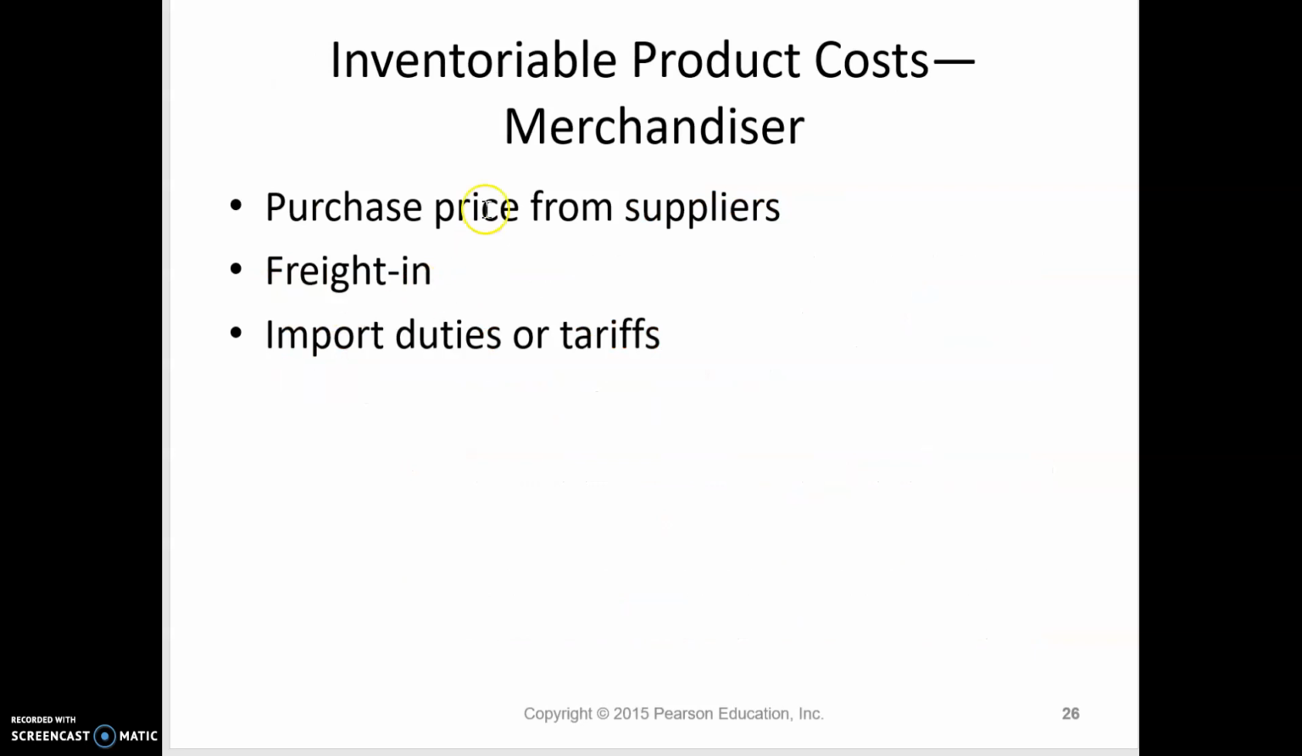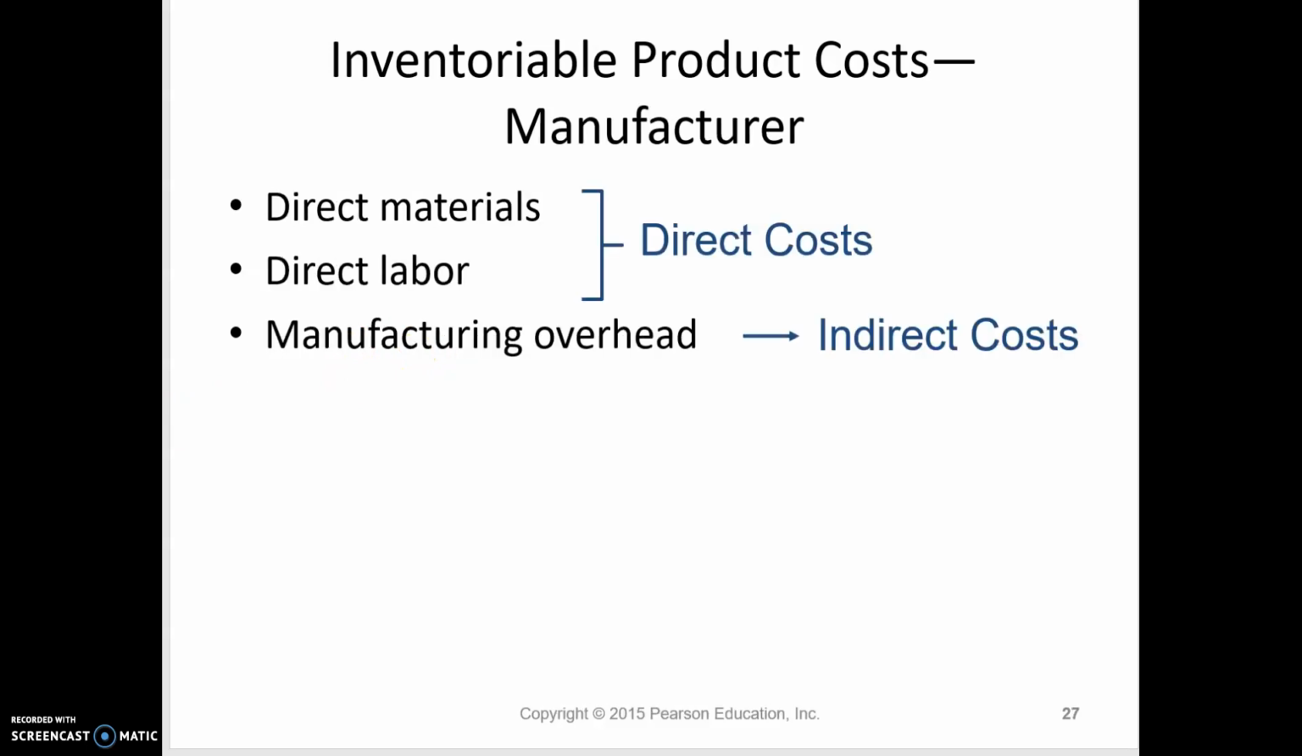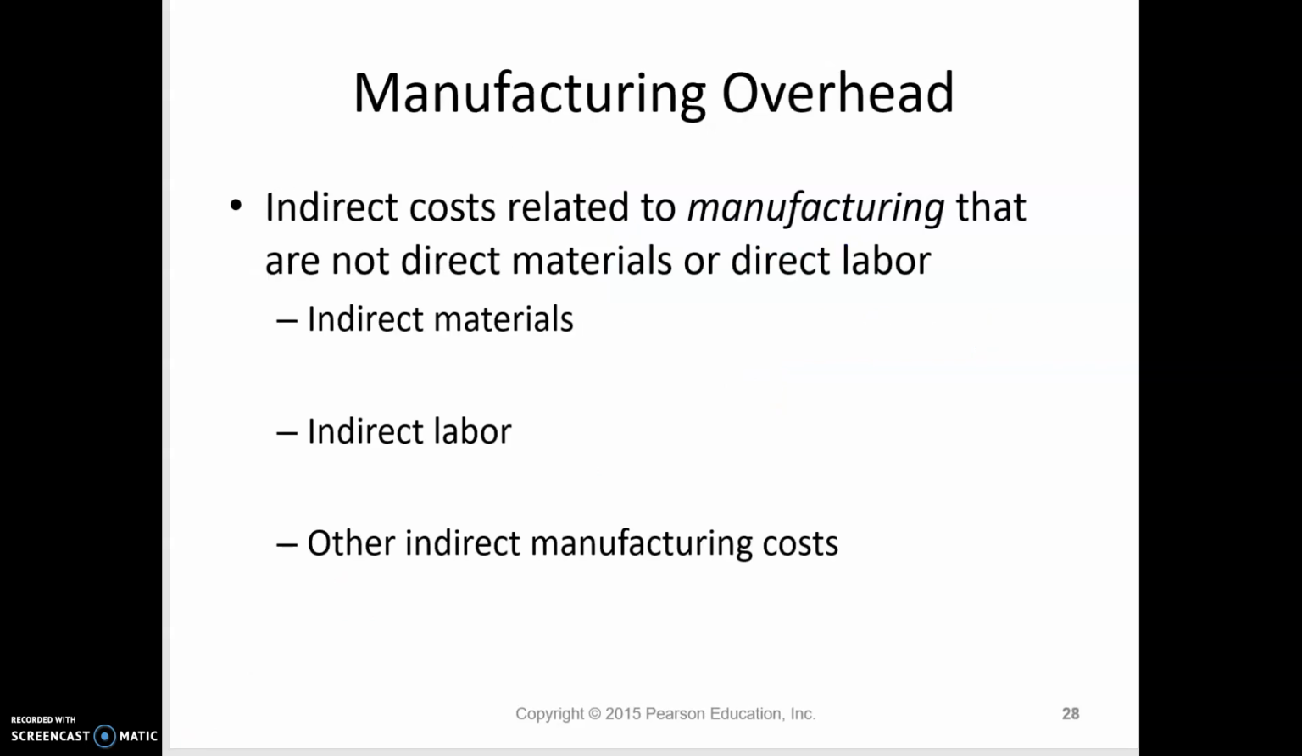And so if you're a merchandiser, you've got the purchase price of what you paid for the inventory. We talked about that back in financial accounting. We also talked about freight in, the freight charges you had to incur to get the goods shipped to you when you were buying them from your supplier. We didn't talk about it, but if you're buying it from a foreign country, you could have import duties or tariffs. Those all become part of the cost of the product. For a manufacturer, as I said, we've got direct materials and direct labor. Those are your direct costs. Manufacturing overhead is your indirect costs.